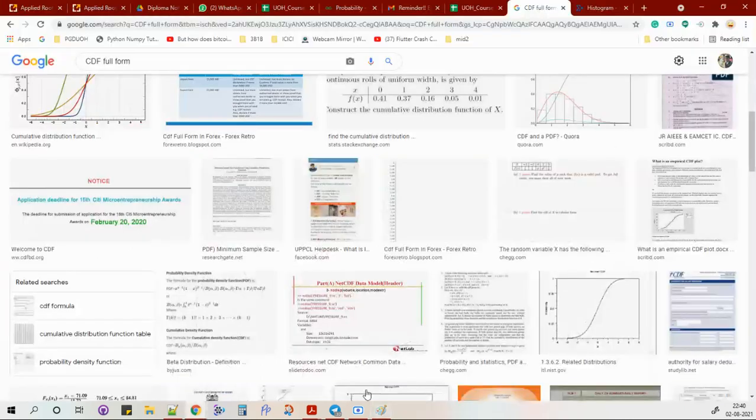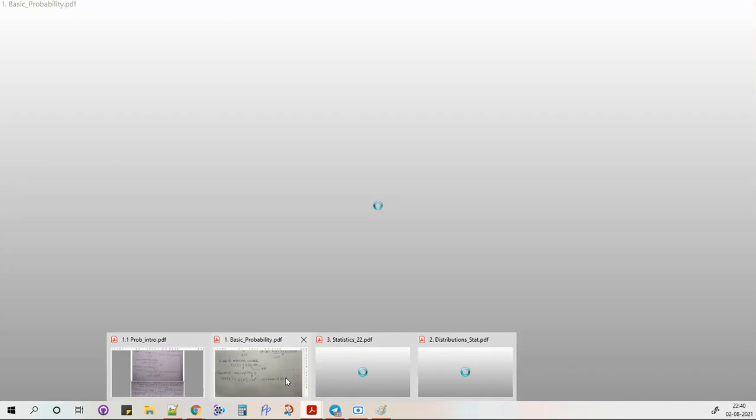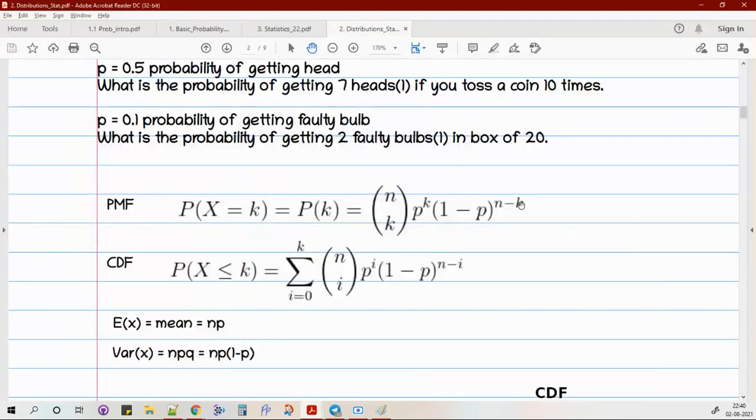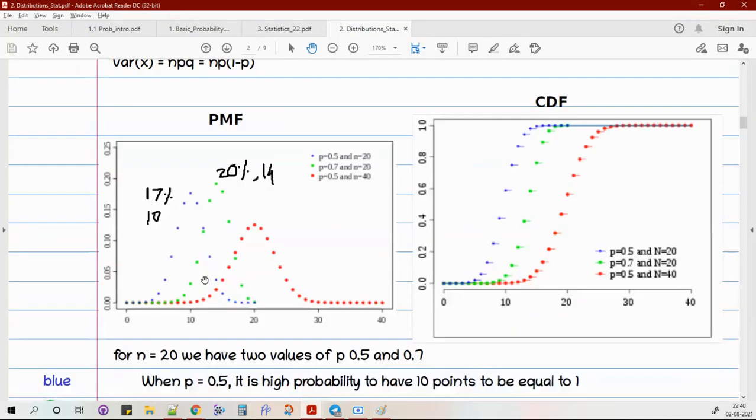right? So if p and 1 minus p are similar, then what will happen here? The k terms will cancel, and you will have directly p to the power n, like this, 1 by 2 raised to 10. So this will give you some answer. And if you do it for x equal to 0, 1, 2, 3, 4, 5, 6 up to 10, then you will get a graph something like this.